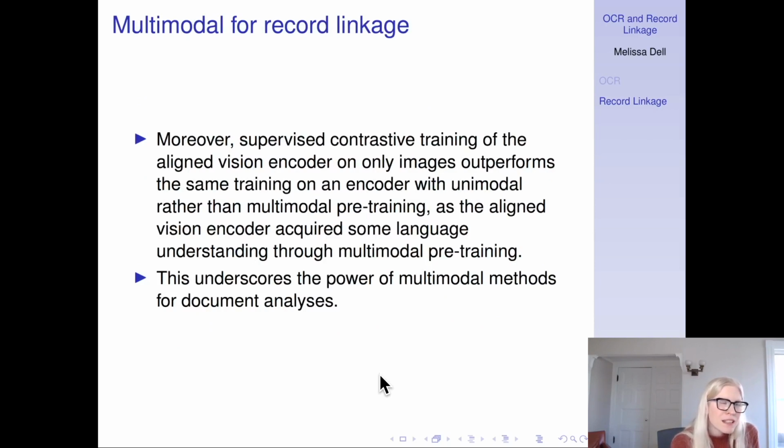Moreover, supervised contrastive training of the aligned vision encoder on only images. So we get a vision encoder that's aligned with text, and then we only do contrastive supervised training on that vision encoder, outperforms the same training on an encoder with unimodal rather than multimodal pre-training. And so instead of doing the pre-training with clip, aligning the language image representations, we just do pre-training with a ViT. And when you look at it, when you do vision only contrastive training on the aligned encoder, it gets some things right that require language to get right, even though you're only using the vision. And so when you do this self-supervised pre-training to align the language encoder and the image encoder, your vision encoder is learning about language. And I think this really underscores the power of multimodal methods for document analysis.